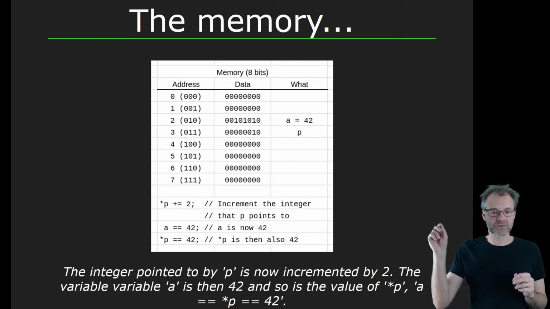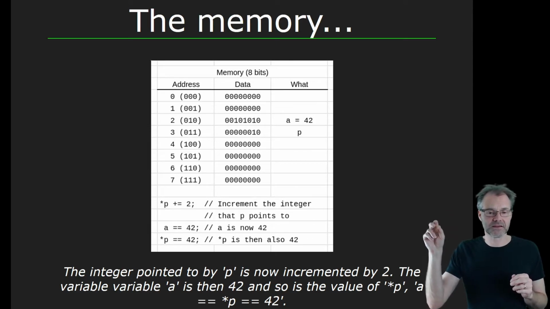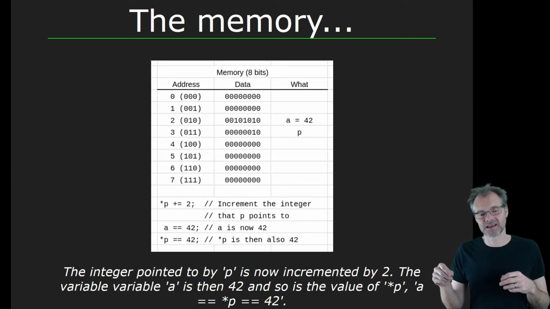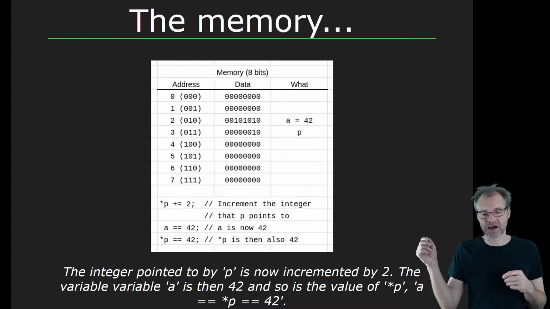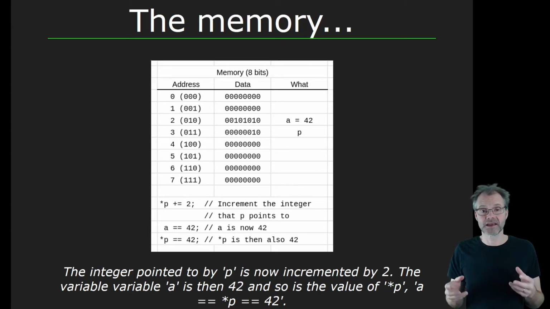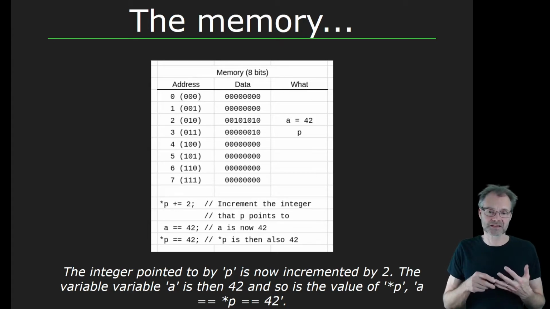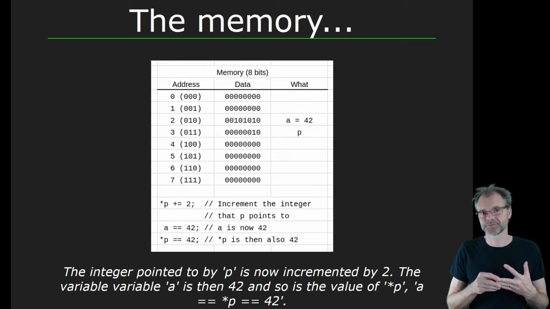And yet another one where we go here. I'm incrementing the value that P points to. That is more or less saying that A += 2 also. So now A is 42. And again, A is the same as star P, which is the same as 42 now. Okay.